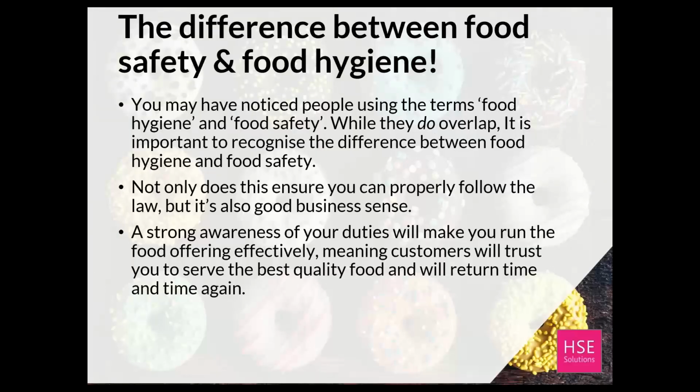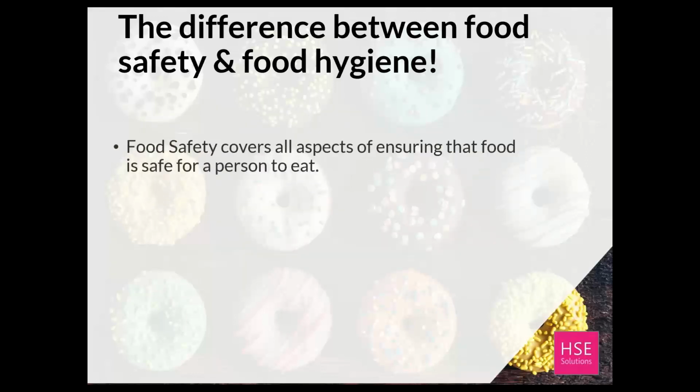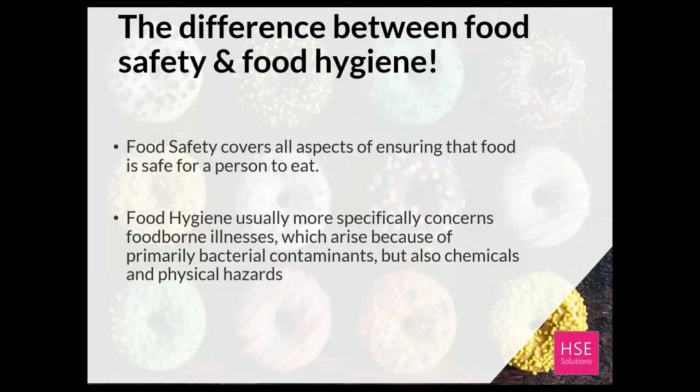But there is a difference, and I get asked about this quite regularly, between food safety and food hygiene. There's obviously a big overlap, and both subjects do bleed into one. But food safety covers all the aspects of ensuring that food is safe to eat by a person, from how it's delivered to the establishment, to how it's prepared and how it's served. With food hygiene, we're thinking more about the specific concerns around illnesses, bacterial contaminants, chemicals, physical hazards, and everything in between. But as you'll appreciate, they do both mix together very well.